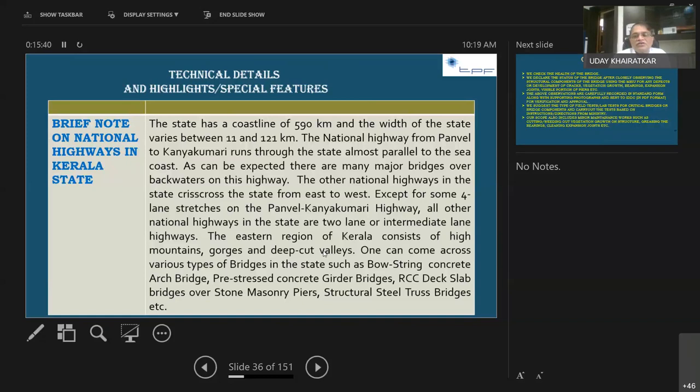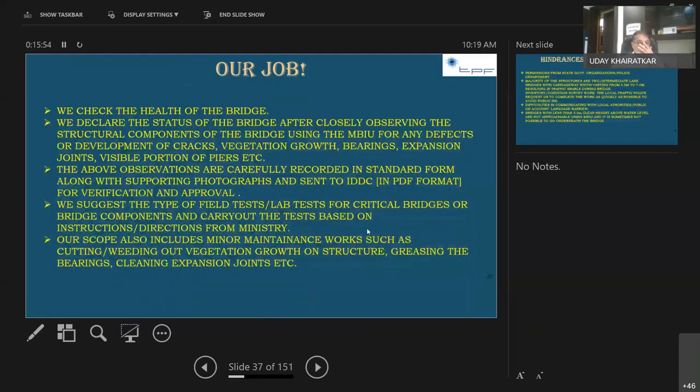The eastern region of Kerala consists of high mountains, gorges, and deep cut valleys. One can come across various types of bridges in the state, such as bowstring concrete bridges, arch bridges, precast concrete bridges, RCC T-beam slab bridges, etc. So our job was to check the health of the bridge. We declared the status of the bridge after fully observing the structural components using the MBIU for any defects, development of cracks, vegetation growth, bearings, expansion joints, visible exposed portion of piers, etc.